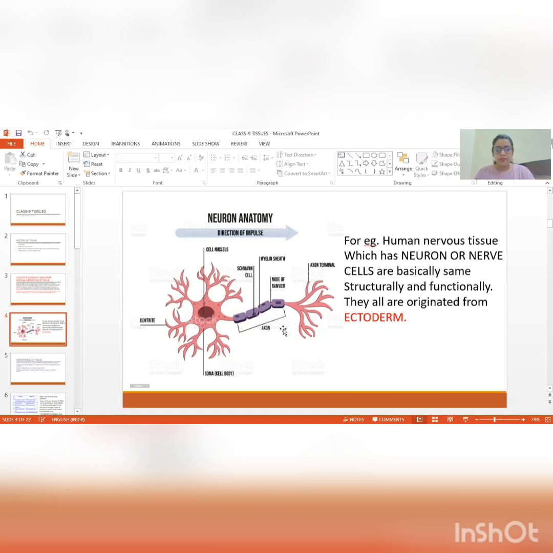Now, you can see here the axon terminal also. Axon terminal and dendrites of another nerve cell form a synapse, and the messages or impulses transfer from one nerve cell to another in this way.